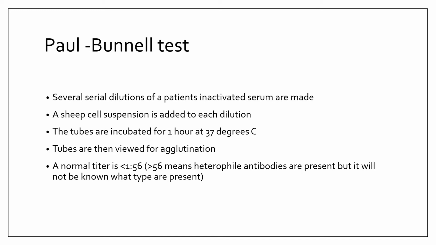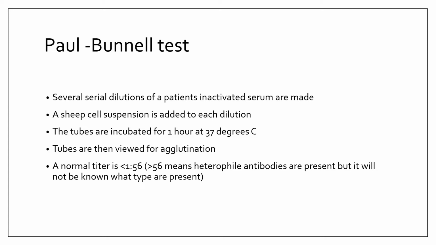In the Paul-Bunnell test, we're going to make several serial dilutions of the patient's serum. And when I talk about the serum being inactivated, what I'm talking about is that complement has actually been inactivated. Okay? We're going to use a sheep cell suspension and add it to each dilution. Then we're going to incubate those tubes for 1 hour at 37 degrees Celsius.